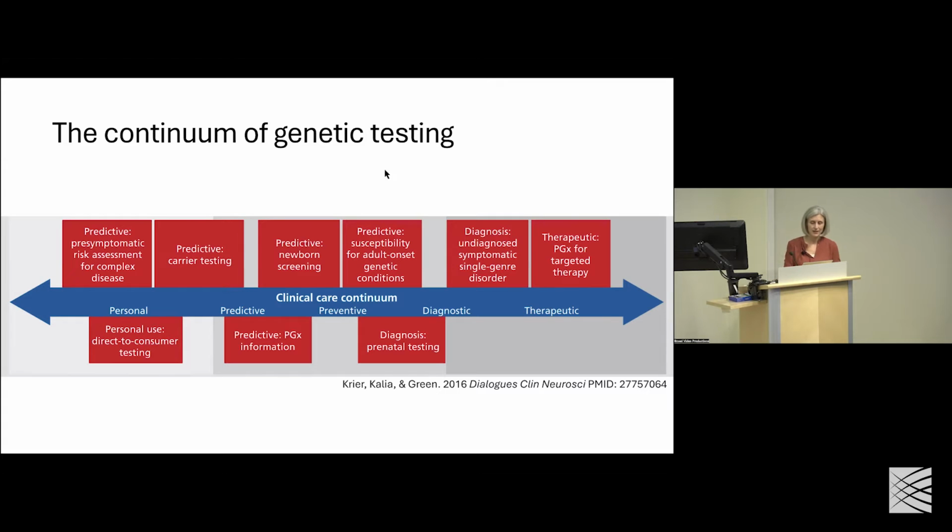However, this clinical care continuum is increasingly expanding more towards the preventive side in genetic testing, where you may have some predictive tests for susceptibility for adult onset or even childhood onset conditions in the form of newborn screening, prenatal testing, or carrier testing to help with reproductive planning, et cetera.